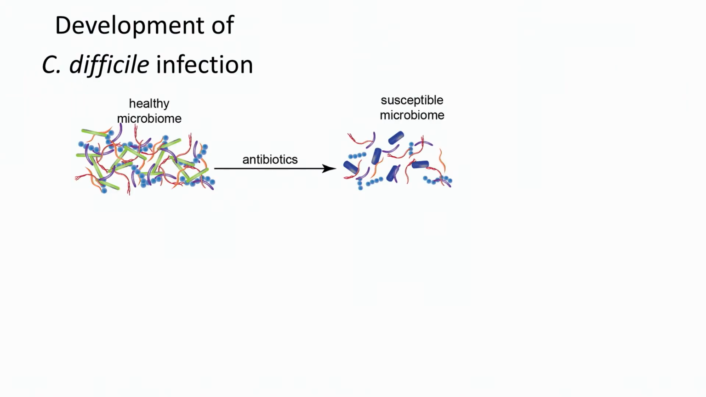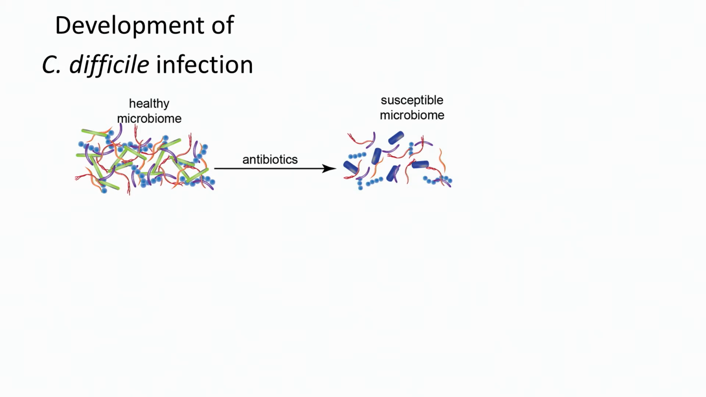Work over the past several decades has determined that the reason why antibiotic use is a major risk factor for C. difficile infection is because of the collateral damage that antibiotics impose on the normal bacteria that inhabit our gut, which normally protect us from invading bacterial pathogens. In particular, upon antibiotic treatment, the normal bacteria that inhabit our gut, or the microbiome, are damaged.